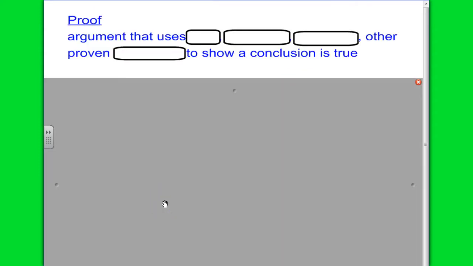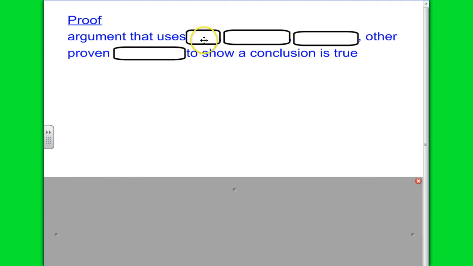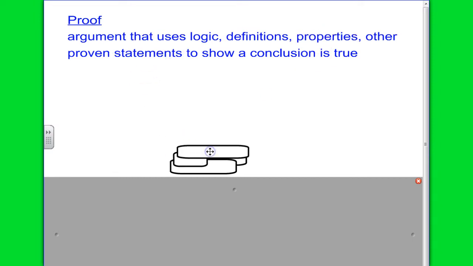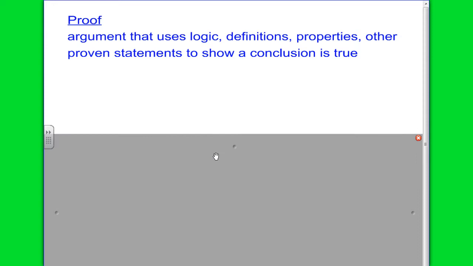Okay, so a proof today, an algebraic proof. A proof is an argument that uses certain things to prove or to show a conclusion is true. So what kinds of things does a proof use to show a conclusion is true? A proof uses logic, definitions, properties, and proven statements to show that a conclusion is true.